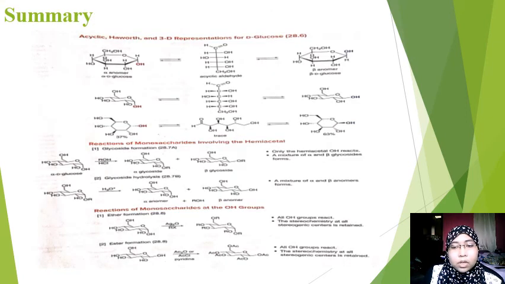This is the summary of this chapter. Carbohydrates can be drawn as Haworth projection, Fischer projection, and chair conformation. The reactions of monosaccharides involving the hemiacetal are glycoside formation and glycoside hydrolysis. The reactions of monosaccharides at the OH group include ether formation and ester formation.